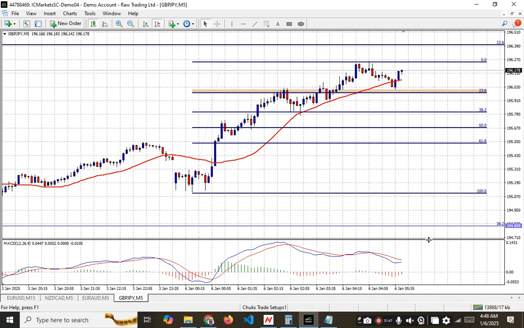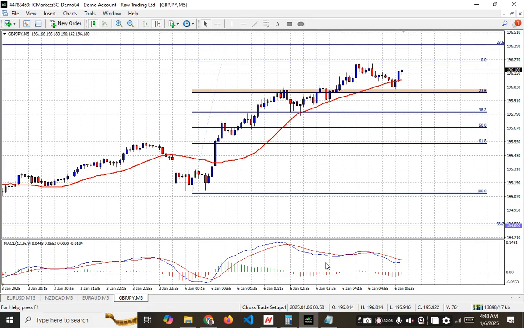And I want to see a proper cross. I don't want to see a cross above the 0 level, or below. I want to see a proper cross from below to the upside. All right, since this market is trending.